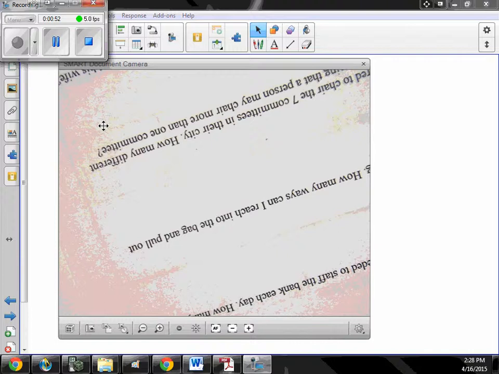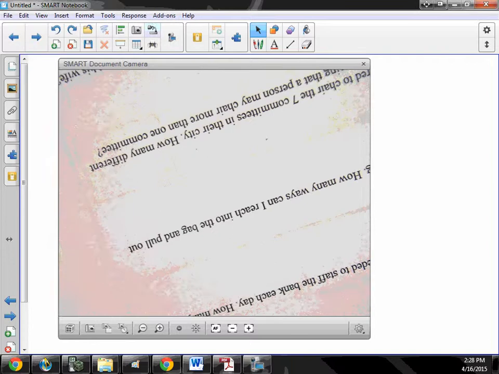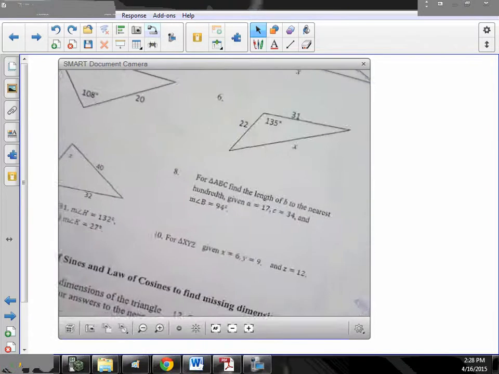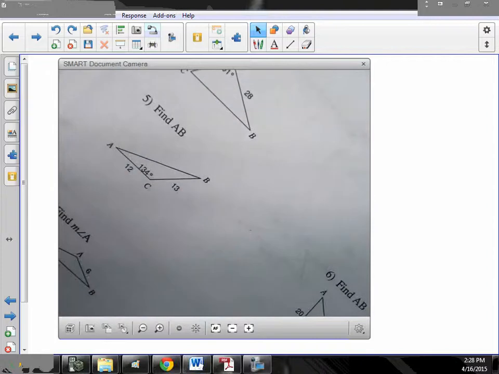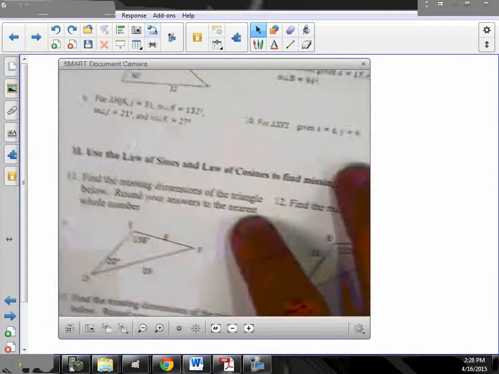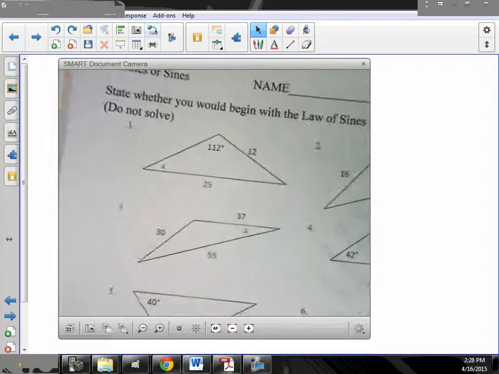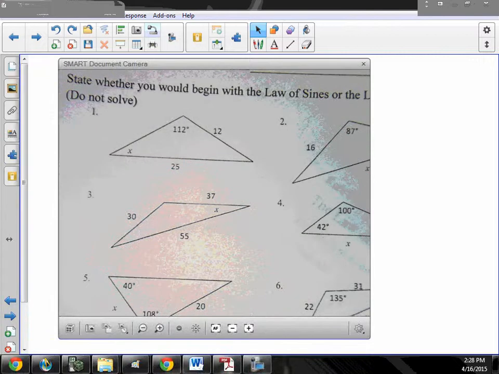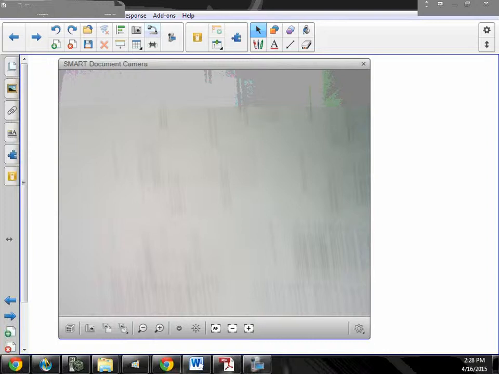If you get your option between them, so for instance on number 1, that's a good point. So number 1, do we have a choice? No. Okay, look at 7. What do we have?